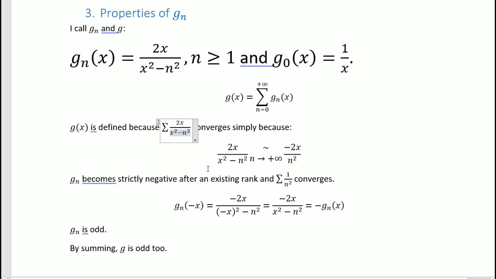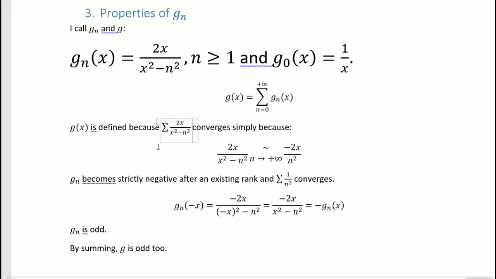And obviously it depends on x, but we're not specifying which one. We could do that, but it doesn't really matter. We just know that after some rank, since there is this, and this doesn't change sign, we know that this converges, so this series converges simply too.